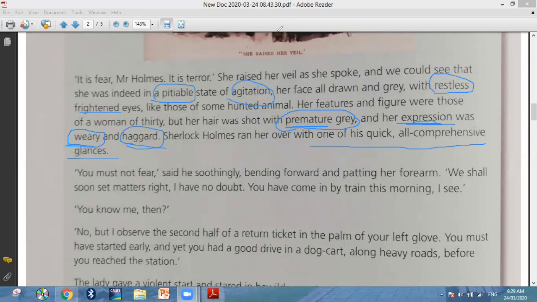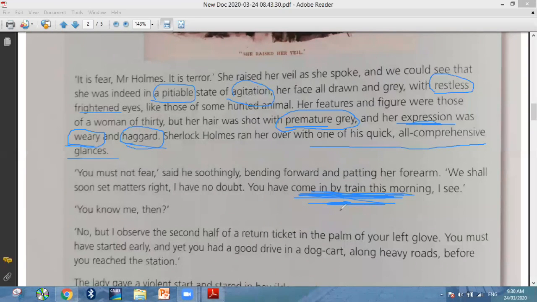Thanks, okay? You must not fear, said he soothingly. He's trying to make her calm, bending forward and patting her forearm. We shall soon set matters right. He's trying to calm her or reassure her as much as he can. I have no doubt you have come in by train this morning. And here, how did he notice that? How did he know that she came by train?